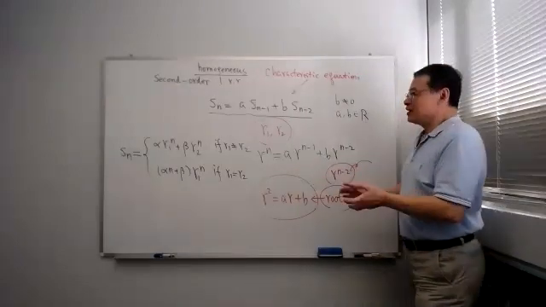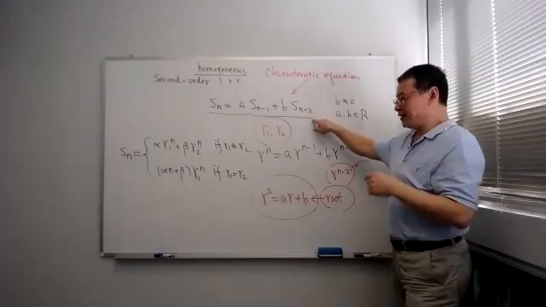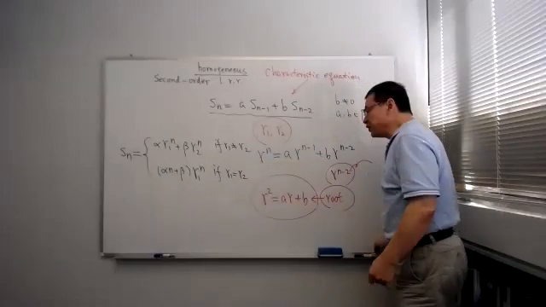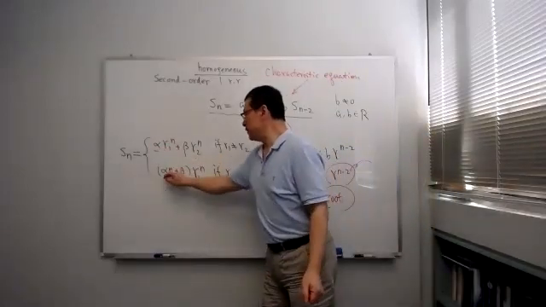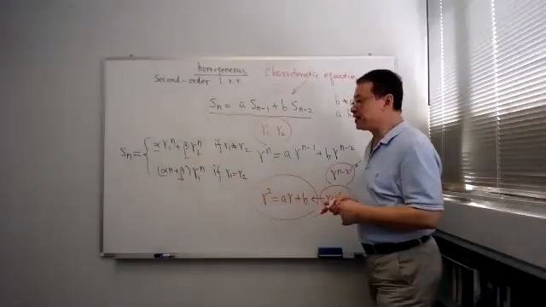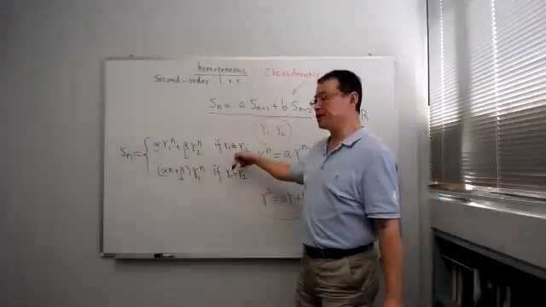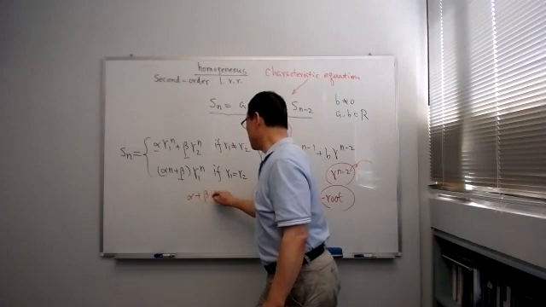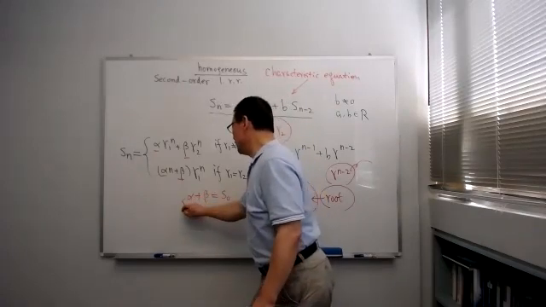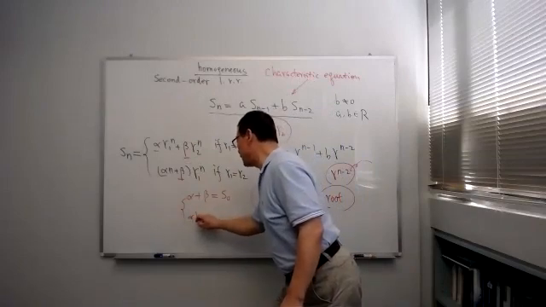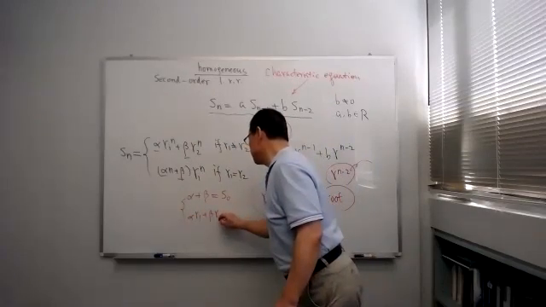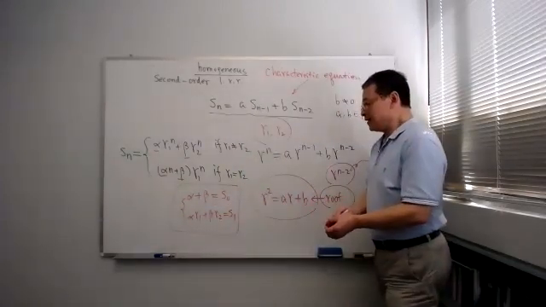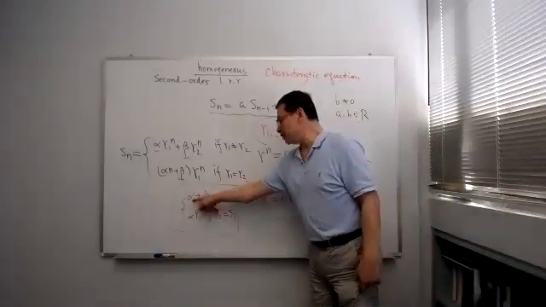So in general, the solution for this recurrence is of this form, based on whether the two roots are identical or different, and these numbers will be determined from the initial conditions. For example, when n equals 0, we have alpha plus beta equal S0. And when n equals 1, we have alpha R1 plus beta R2 equal S1. So we need to solve a system of linear equations in order to find these values alpha and beta.